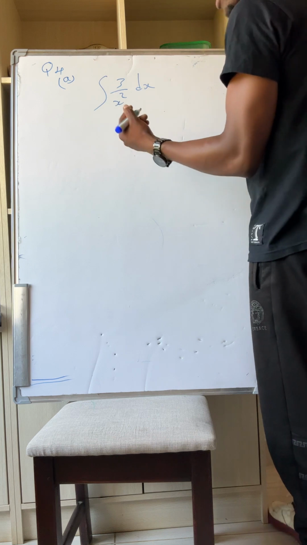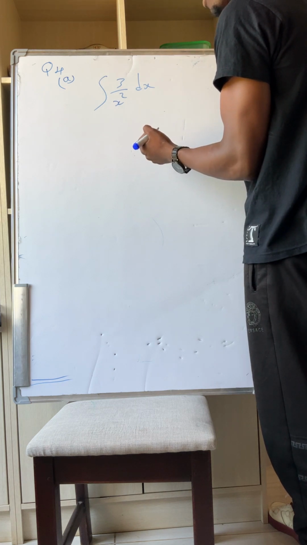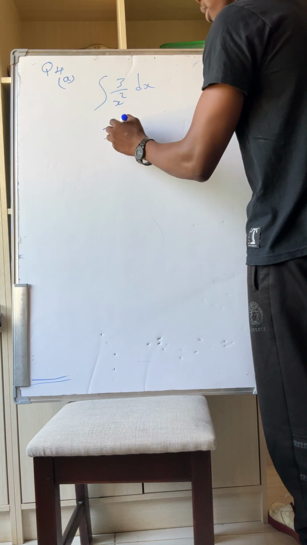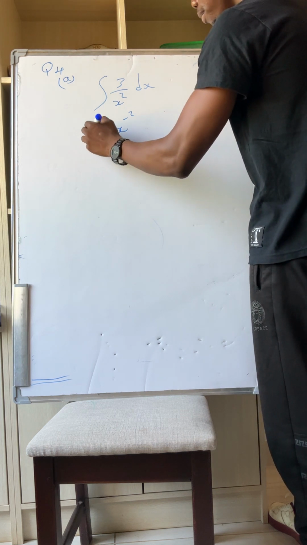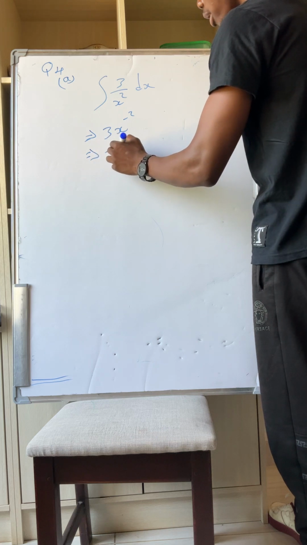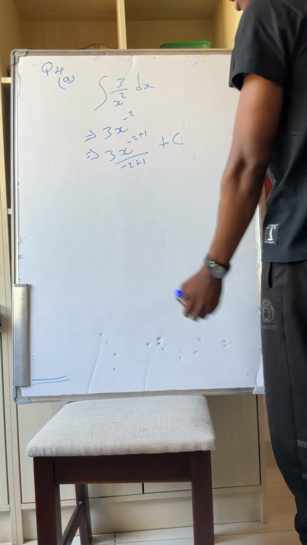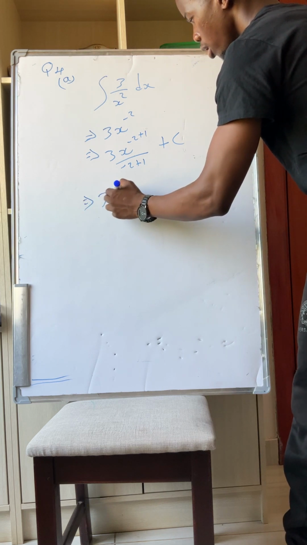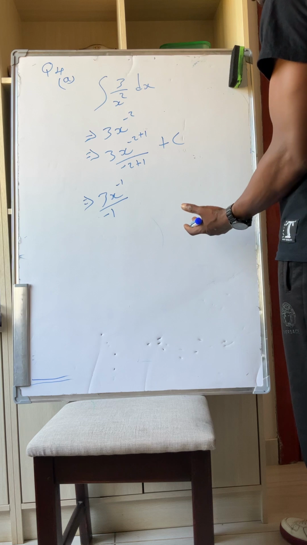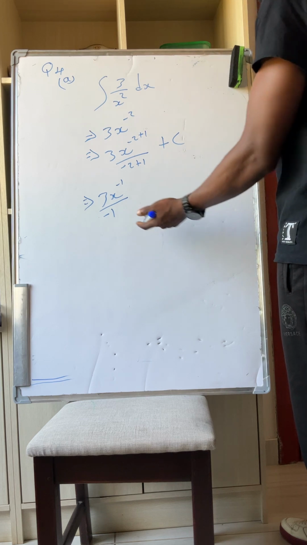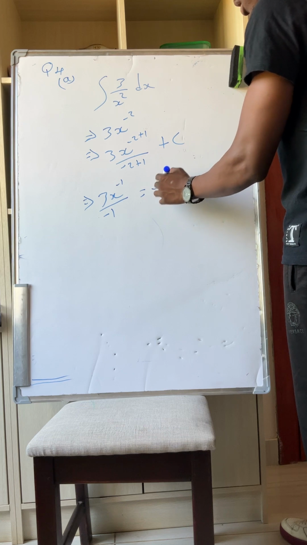Each and every power under integration is just added plus 1. So we can rewrite this in index form as 3x raised to power negative 2. What do we do to the powers? Plus 1. So it will be 3x raised to power negative 2 plus 1 over negative 2 plus 1, plus c, the constant. Negative 2 plus 1 is negative 1, over negative 1. Dividing, I'm going to have negative 3x raised to negative 1.